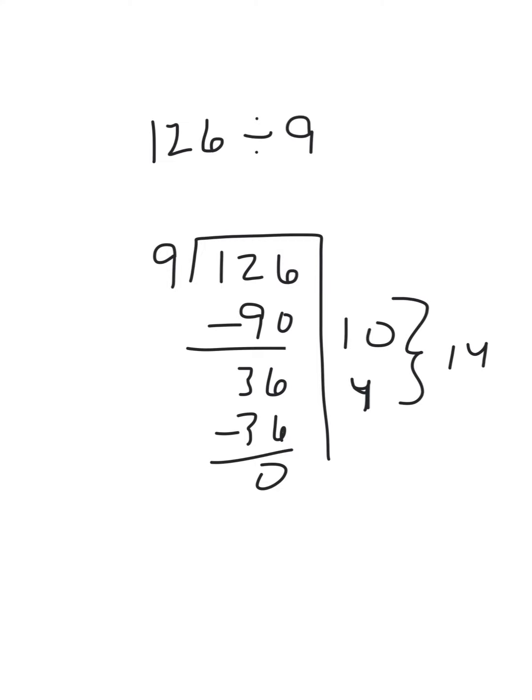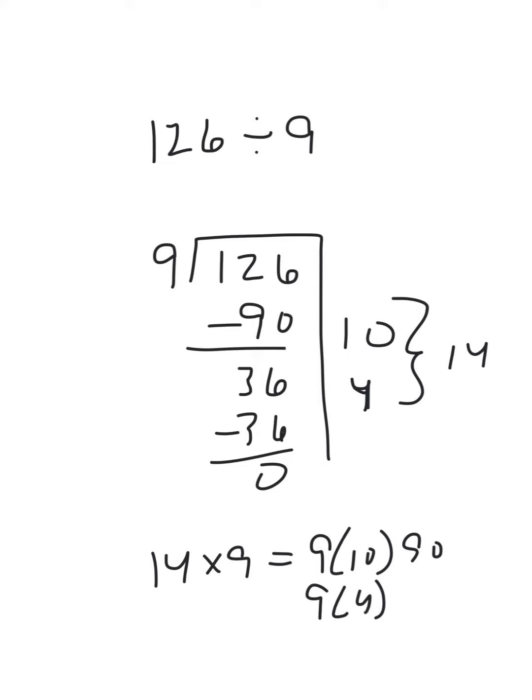14. Multiplicative inverse says that you're going to multiply 14 times 9. Well, we know 9 tens is 90, and 9 fours, just using partial products, is 36. Together that gives us 126. So that's the idea behind that. I'll give it to you another way.